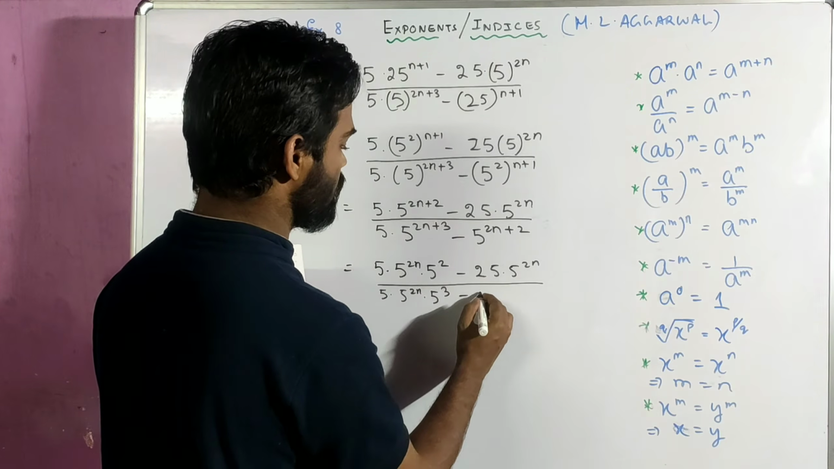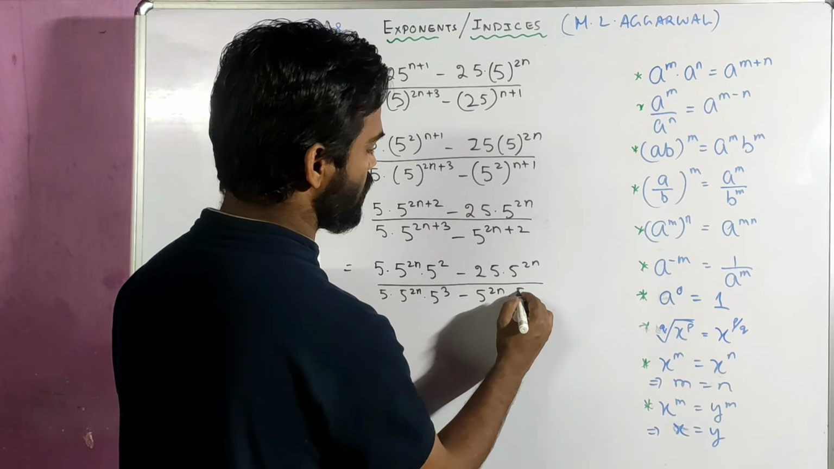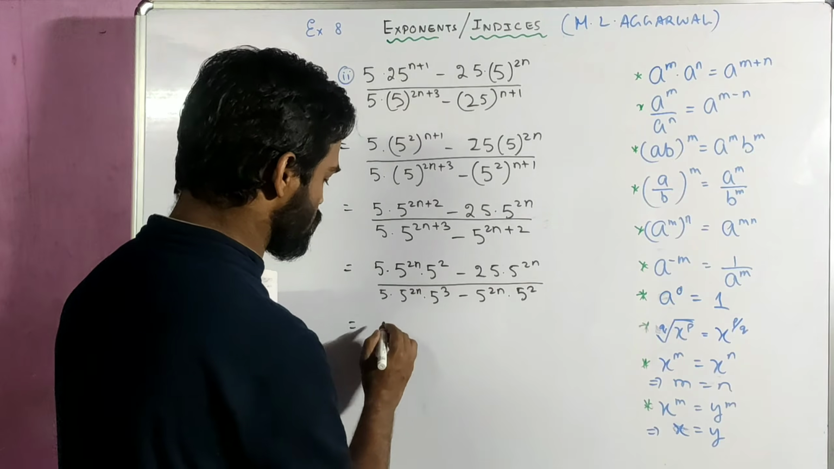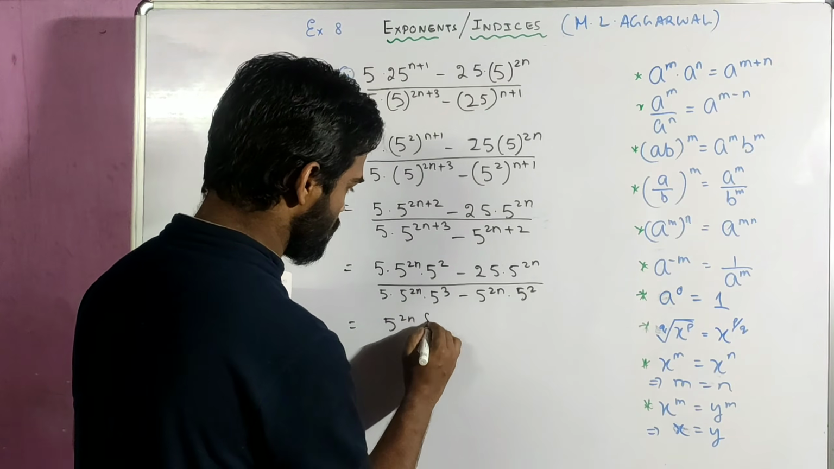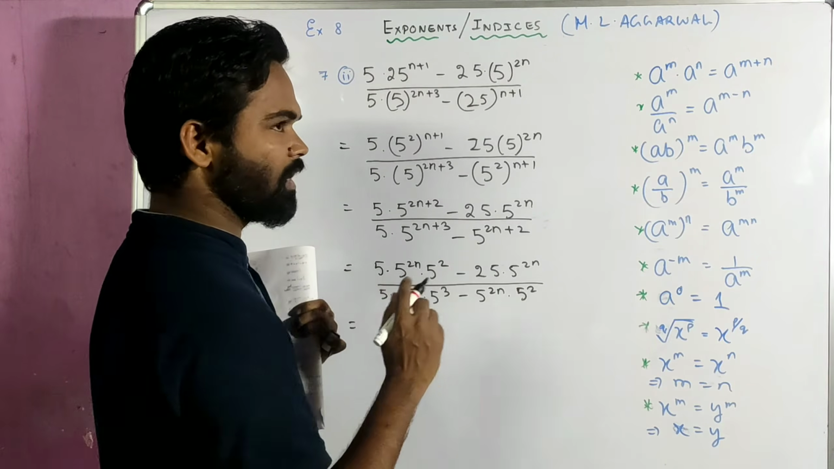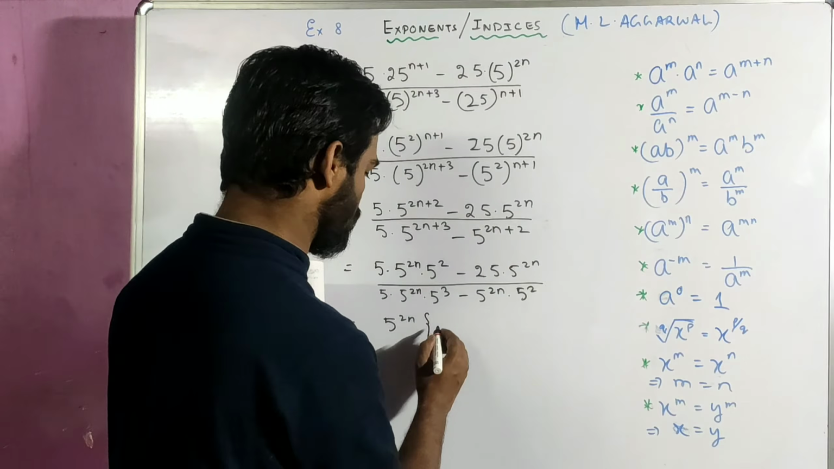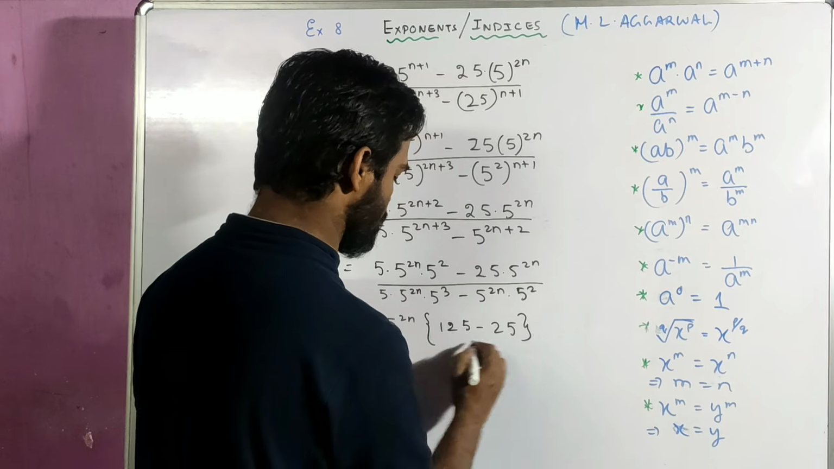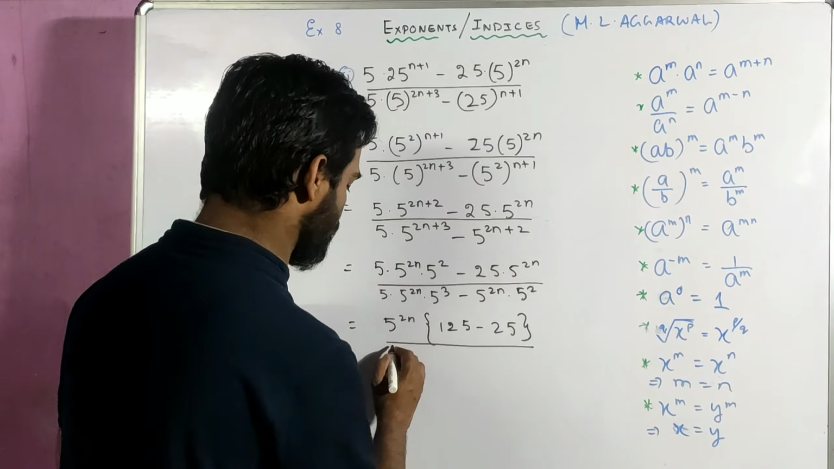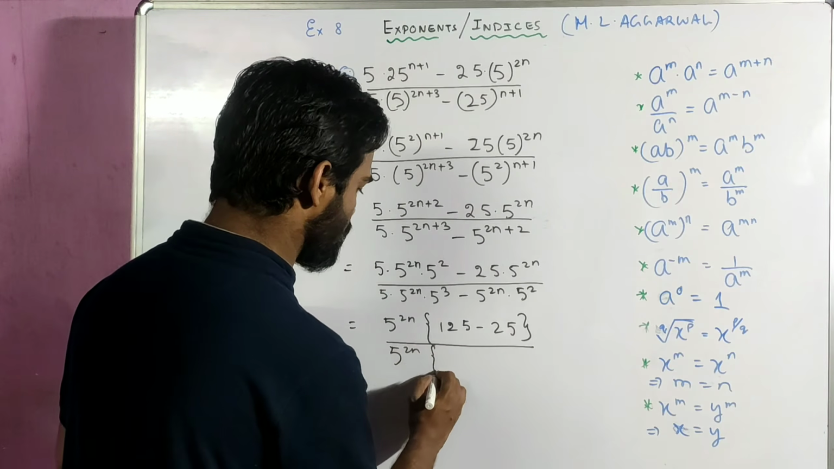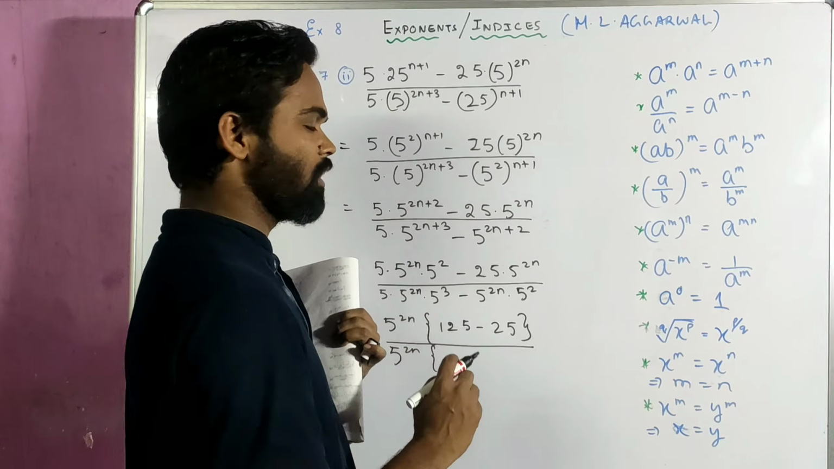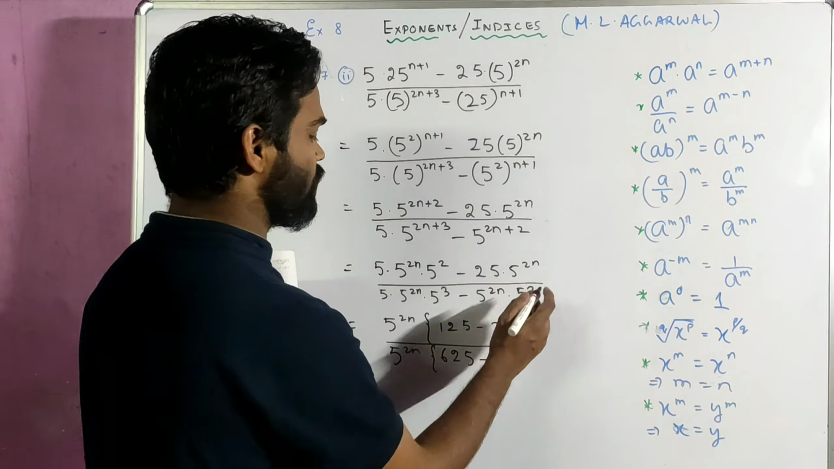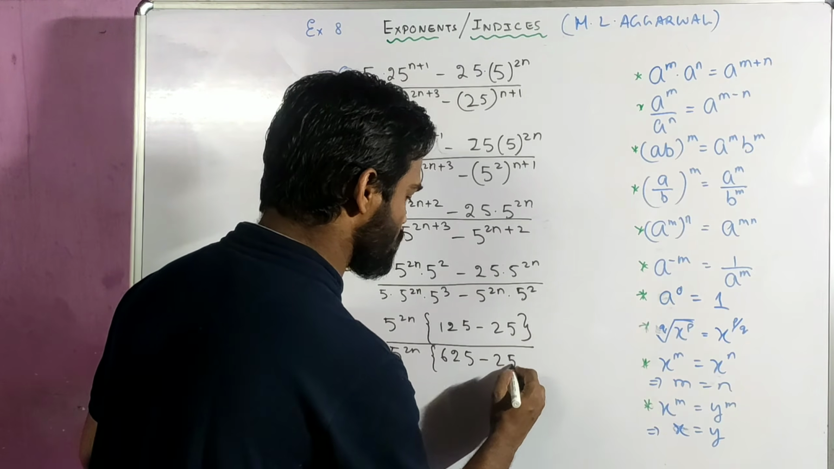This is 5 cube. This is 5 to the power 2n, 5 square. Now look carefully. If you take 5 to the power 2n common, so what is left? 5 square and 5, that's 25 into 5 is 125 is left over here, and 25 is left over here. Similarly, if you take 5 to the power 2n common, so 5 cube is 125 into 5, 625 is left over here. 5 square means 25 is left over here.